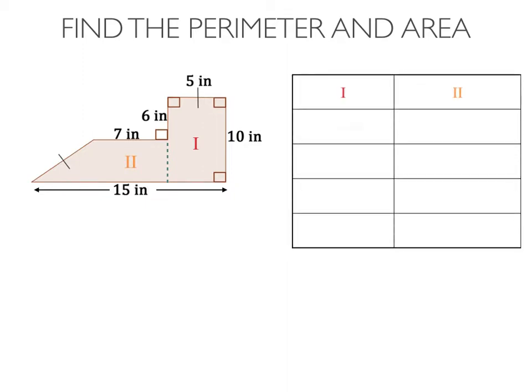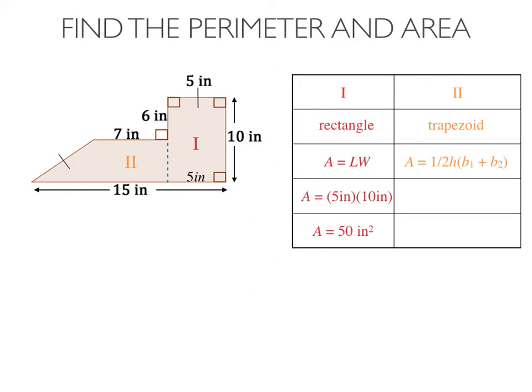Here's my chart. The area of a rectangle, the formula is simple, length times width, so I have 5 times 10, or 50. Easy enough. Trapezoid is more challenging. The formula is half of the height times the sum of the bases. The bases are the 2 parallel sides, and the height is the distance between the bases. So let's look at the height first. Well, if the height of this tall rectangle is 10, I can do 10 minus 6 to get 4 for the height of my trapezoid.